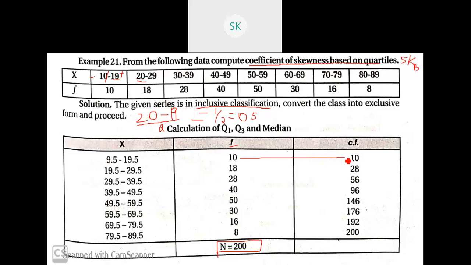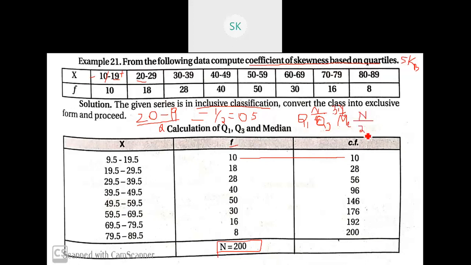Once we find the cumulative frequency, like in the previous problem, you are supposed to calculate Q1, then Q3, and then the median. For Q1 you will use the formula n by 4th item. For Q3, 3 into n by 4th item. For the median you will take n by 2th item.